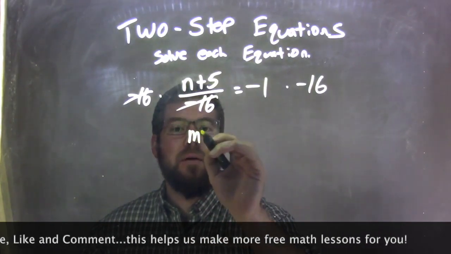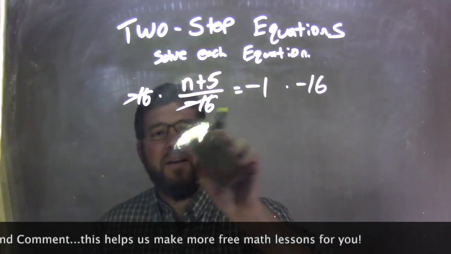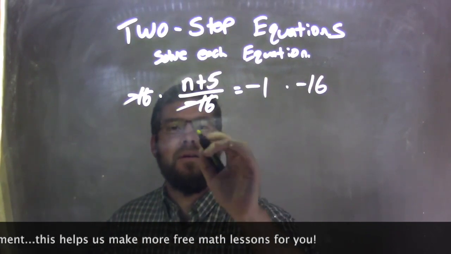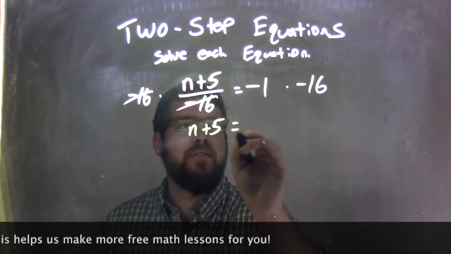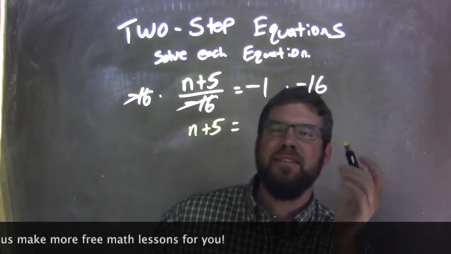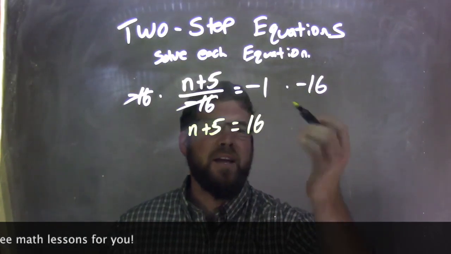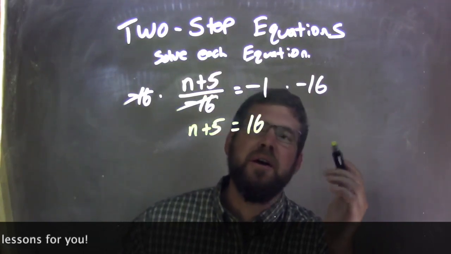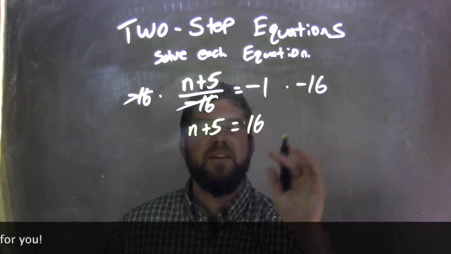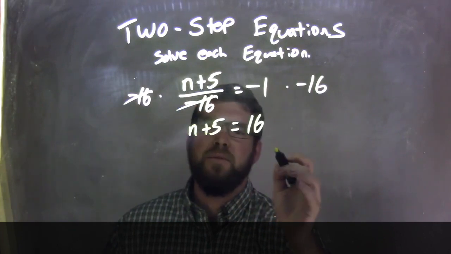So I'm left with n plus 5 here. And negative 1 times negative 16 is a positive 16, right? Because a negative times a negative is a positive, and 1 doesn't really change much. So we have n plus 5 equals 16.